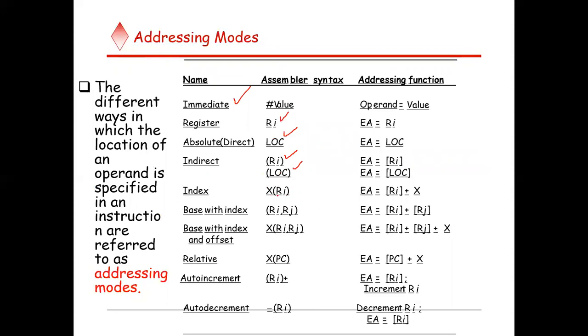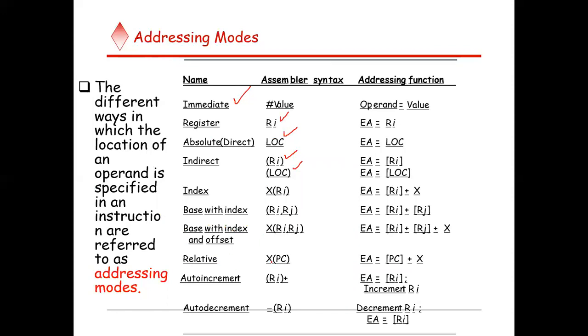Index mode X(Ri): X and Ri are added, and that gives the address of the operand. Base with index: both are kept inside registers, so both contents are added, giving base with index. Base with index and offset: one more offset is added. X plus Ri plus Rj is called base with index and offset.